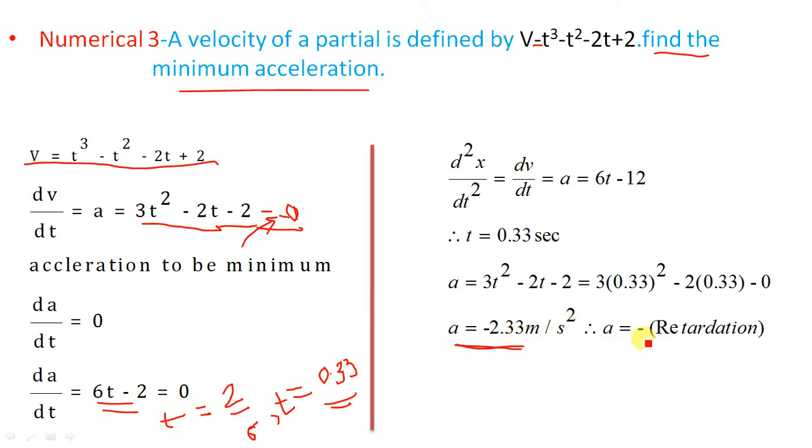Minus sign indicates that it is retardation. Got it? That is, acceleration is decreasing. So quite a simple problem is this.